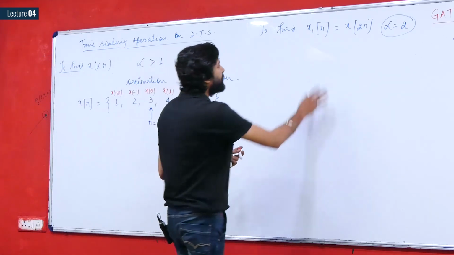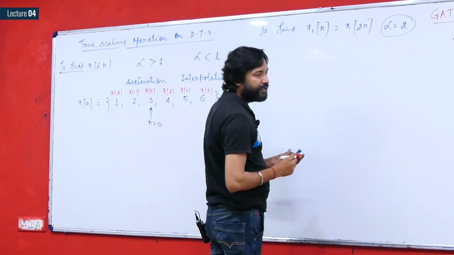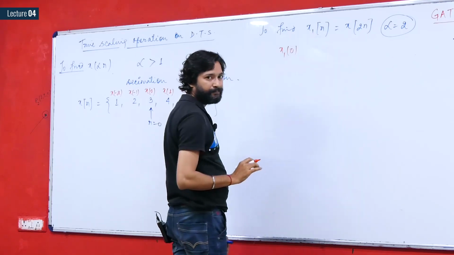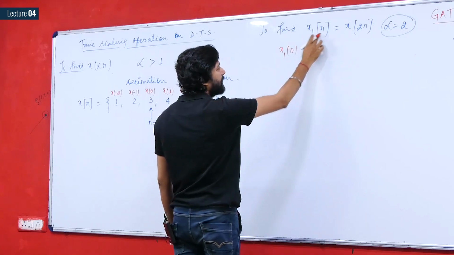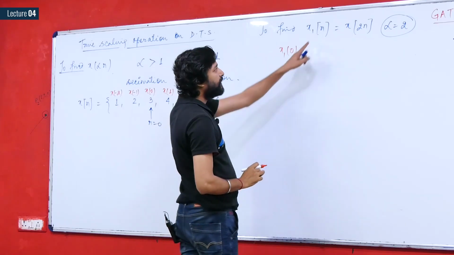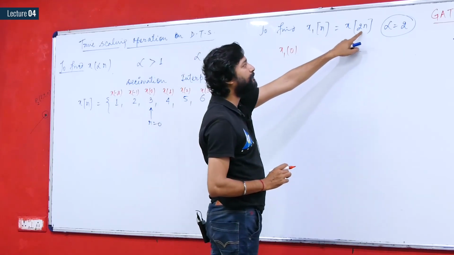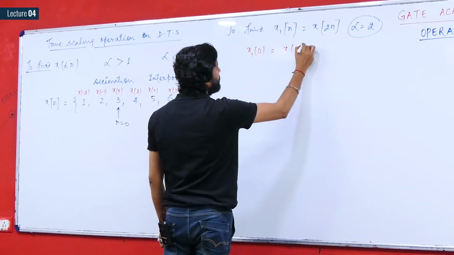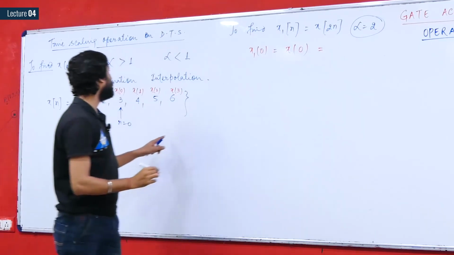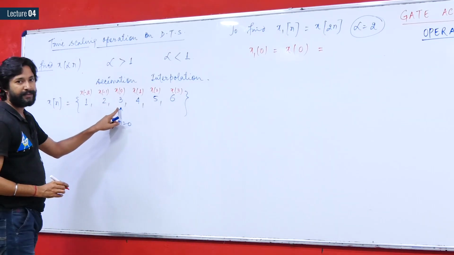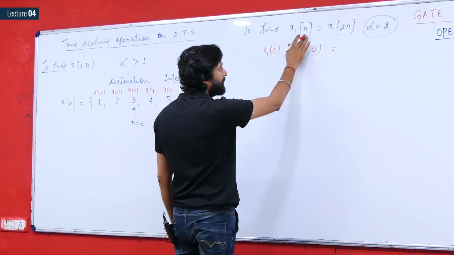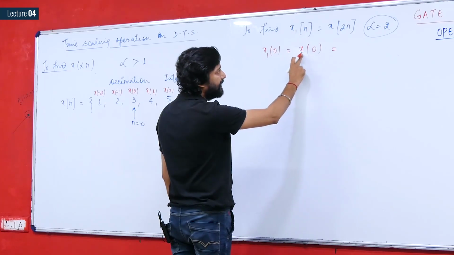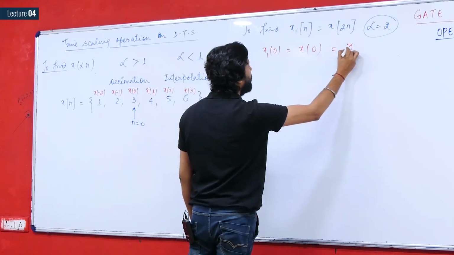Now x1 of n is going to be x of 2n. We have to plot this signal x1 of n. So what will be the value of x1 of n at n equals 0? You substitute n equals 0, so it will be x of 2 into 0, that is x of 0 only. From the given signal, the value of x of 0 is 3. So the value of signal x1 of n at n equals 0 will be the same as the value of x of n at n equals 0, which is given as 3.